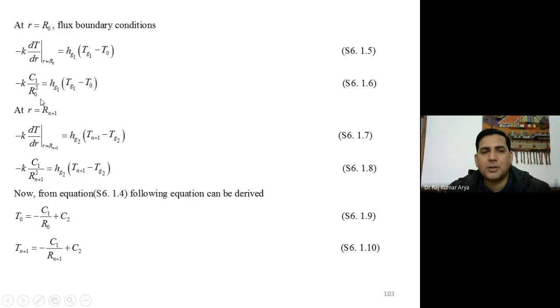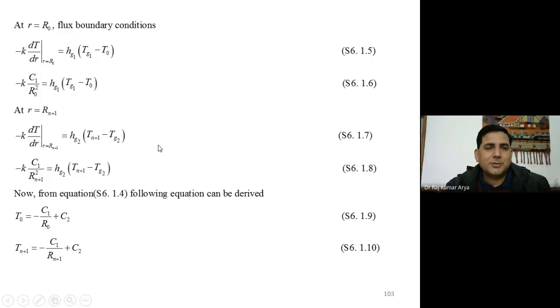So you are calculating at R naught, so you have just put R naught here, and you got this. The same thing at R equal to Rn plus 1, where you have just put Rn plus 1 here. So you have two equations now, right? One equation is in terms of C1, and this is also in terms of C1. Now you can write the equation for your T naught and Tn plus 1, and somehow you have to solve these equations, and finally this one. So this is practically the same as the previous one also.